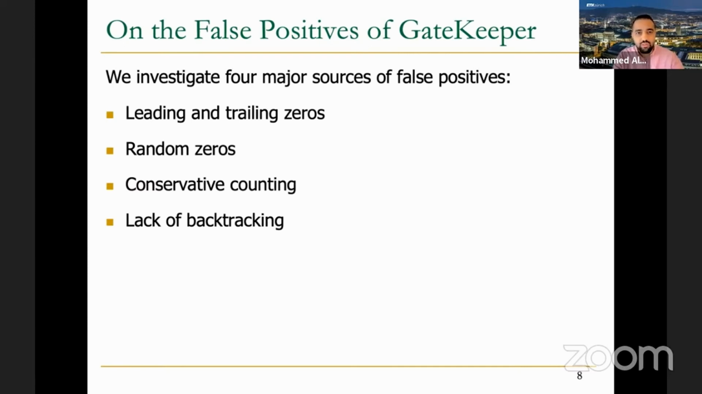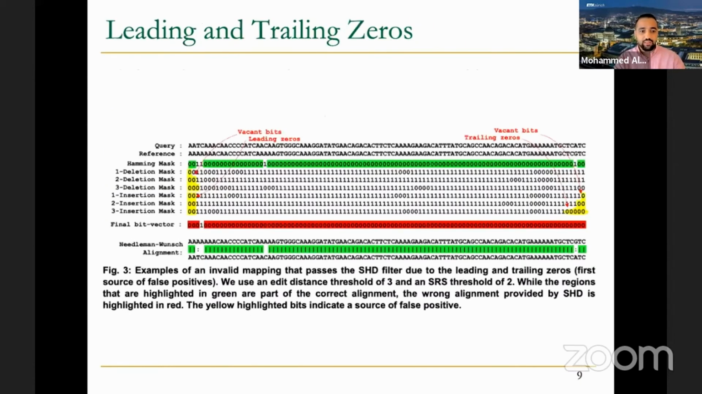They are dissimilar. The number of differences already exceeds the threshold. And we figured out five main sources of false positive or false accept rate in GateKeeper. We call them leading and trailing zeros. This is the first source. The second source, random zeros. Third source, conservative counting. And then the fourth source is lack of backtracking.